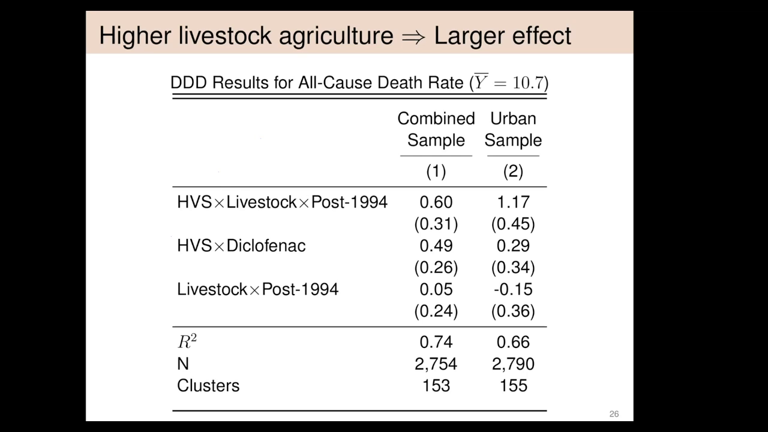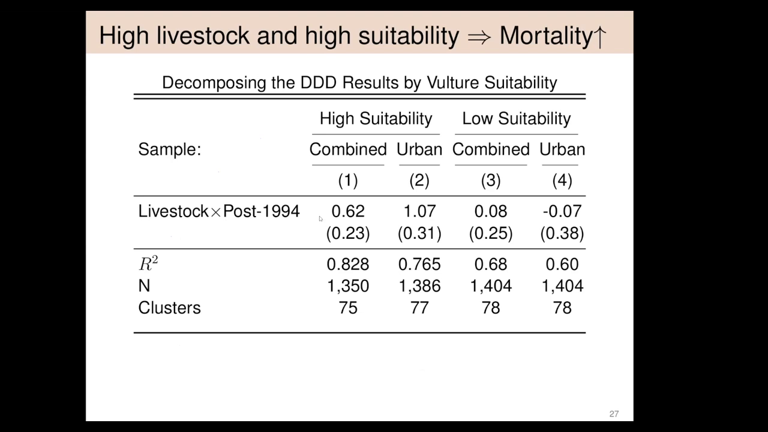an animal landfill. But we can go even beyond this triple difference and decompose it back into two different diffs. Okay, so in every triple diff, we're always differencing out two different diffs. Let's look exactly what they are. Meaning, let's look at this being a high livestock district after the collapse, but only in the high suitability district. So if you remember the map from before, we're looking at the center of the country and are comparing the districts in maroon to the blue districts.